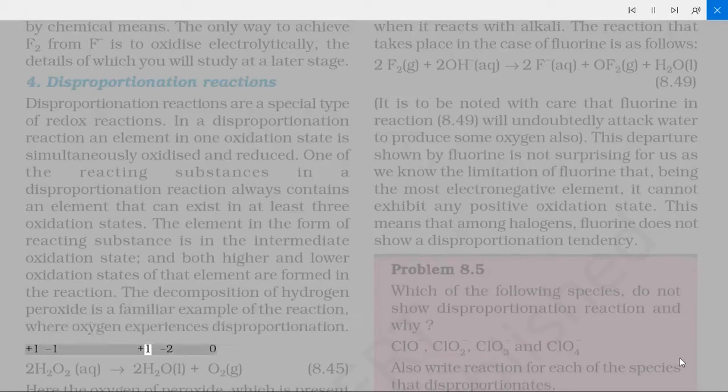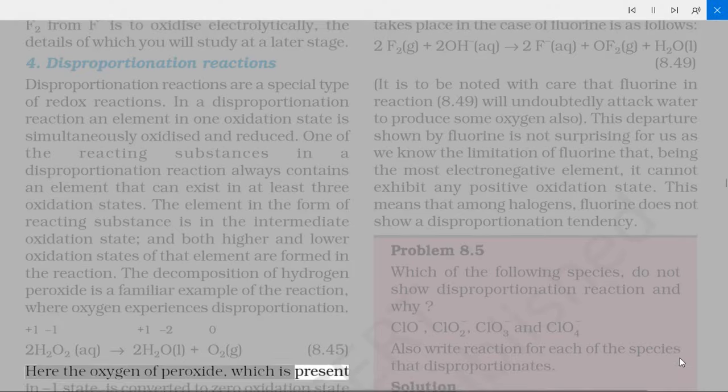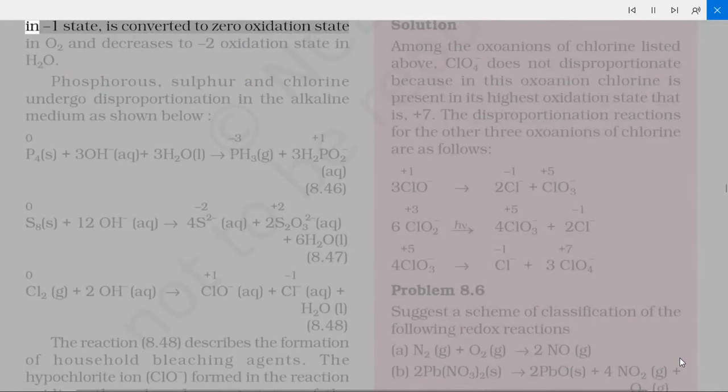2H2O2(aq) → 2H2O(l) + O2(g) (8.45). Here the oxygen of peroxide, which is present in the −1 state, is converted to 0 oxidation state in O2 and decreases to −2 oxidation state in H2O.